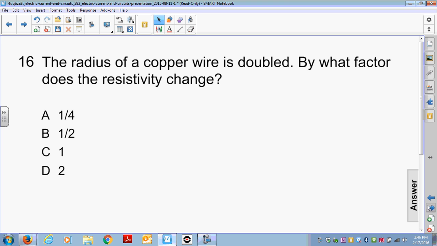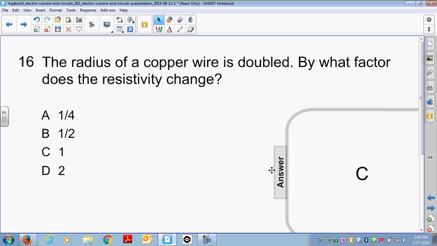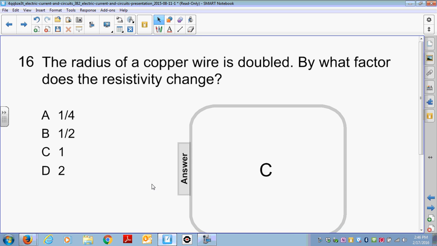The radius of a copper wire is doubled. By what factor does the resistivity change? Go ahead and pause the video if you need to. Okay, so let's see if you chose the correct answer. Hopefully you chose 1.